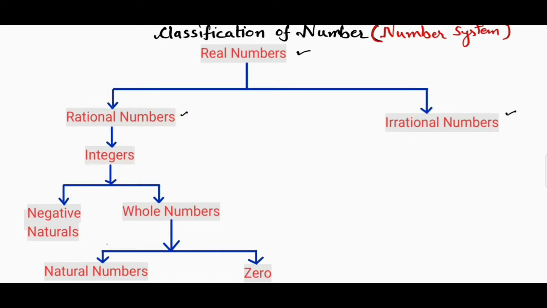We know the rational numbers are the numbers which we can write in this form P upon Q, where P and Q are integers and Q is not equal to 0. And these rational numbers include integers. Integers include negative numbers and whole numbers. Whole numbers include natural numbers and 0.